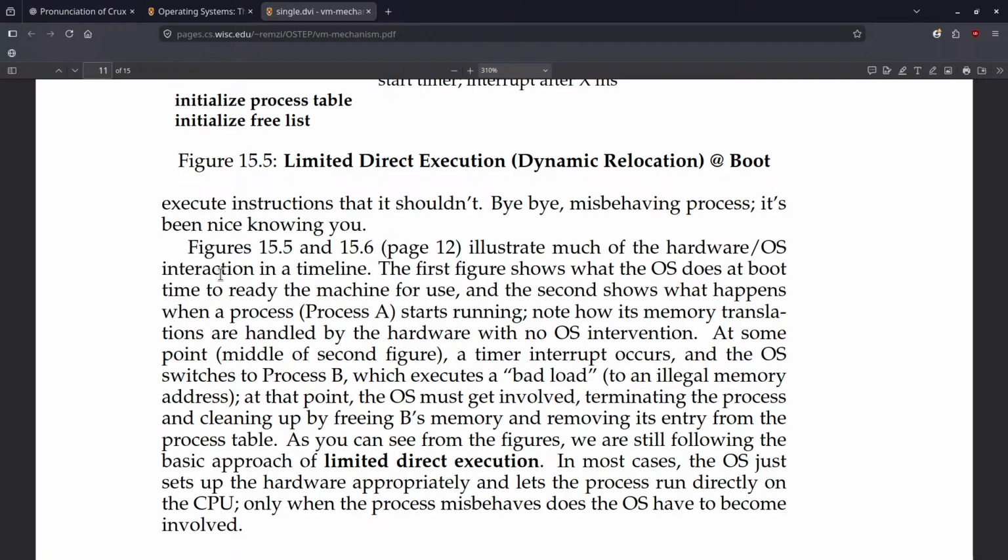As you can see from the figures, we are still following the basic approach of limited direct execution. In most cases, the OS just sets up the hardware appropriately and lets the process run directly on the CPU. Only when the process misbehaves does the OS have to become involved.